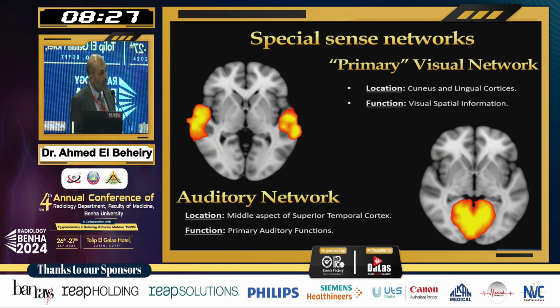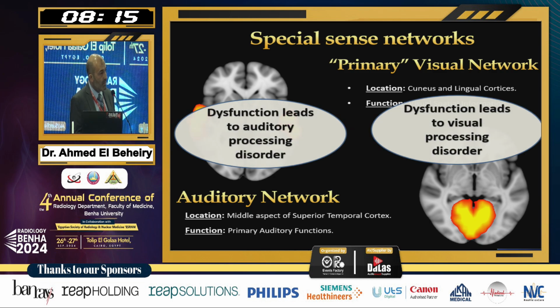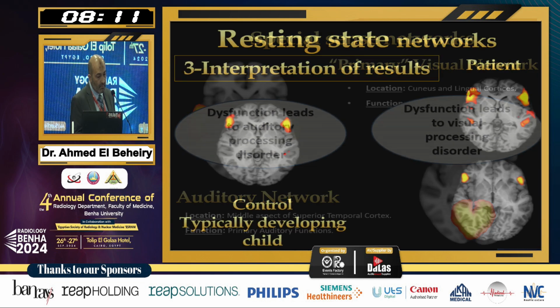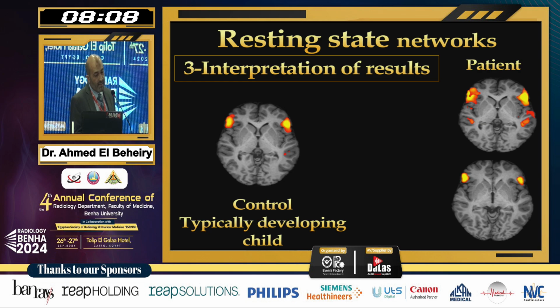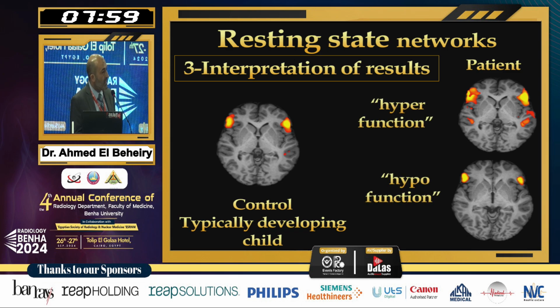Lastly, we have networks related to special senses, like the auditory network located within the mid aspect of the superior temporal gyrus, and the visual network within the occipital lobe. Again, here disrupted function will lead to either auditory processing or visual processing disorders. The last part is interpretation of results. We compare the results of resting state of the patient with controls of typically developing children to know if it is normal functioning or hyper-functioning or hypo-functioning.